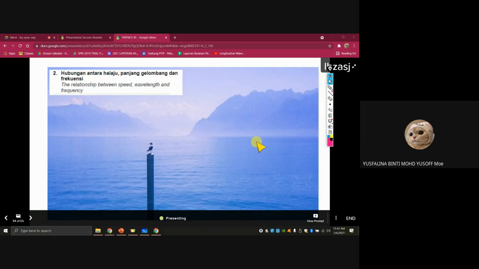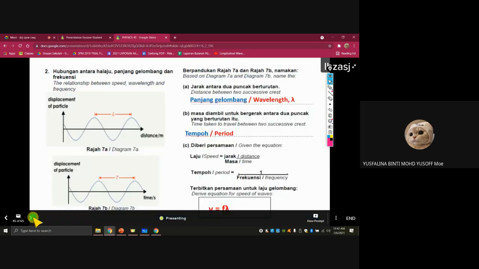Here you need to know the relationship between speed, wavelength and frequency. Based on diagram 7A and 7B, you have to name the distance between two successive crests. For 7A, this is the wavelength, crest to crest. For 7B, the time taken to travel between two successive crests, we call the period.